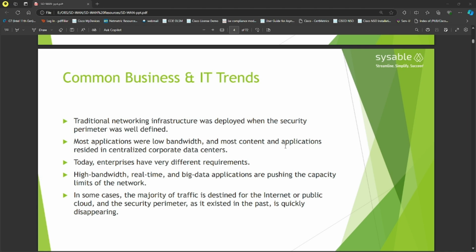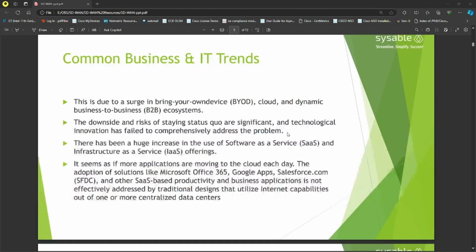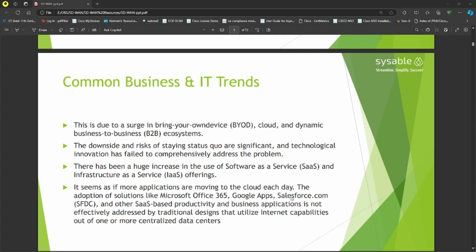So we need to have some kind of robust solution for that. Now, this is due to the surge in bring your own device, BYOD. If you remember, all businesses nowadays are hosting or encouraging bring your own device. It's not the business laptop, it's just your own smart device.